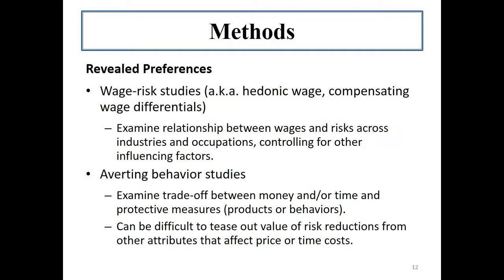In terms of studies, in the U.S. we largely rely on these wage risk studies because we have decent data. There's been a lot of work on methods. We tend to rely a little bit less on these studies that look at averting behavior, like wearing a bicycle helmet or obeying the speed limit, not because we think that those are bad ideas, but because we often have so much trouble teasing out the risk change from all the other things that affect those behaviors, and sometimes have to make fairly heroic assumptions to come up with values.